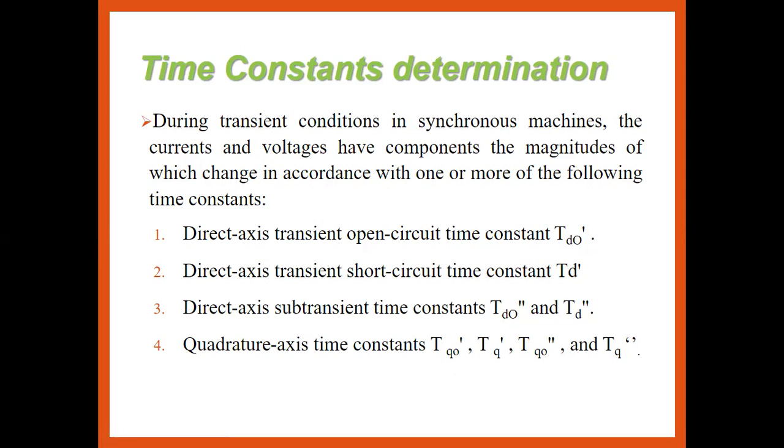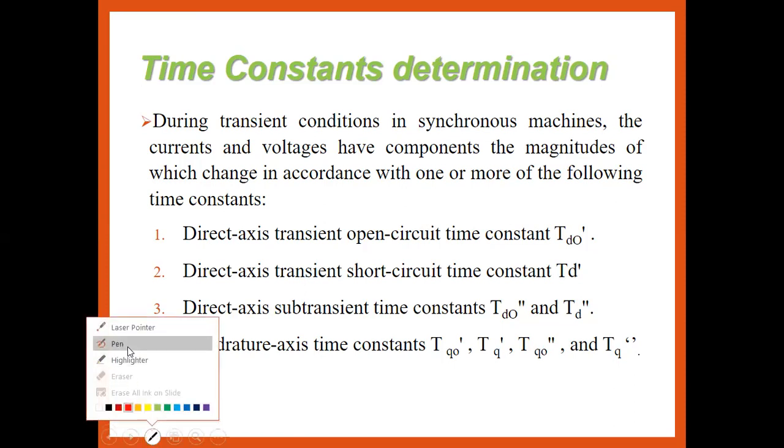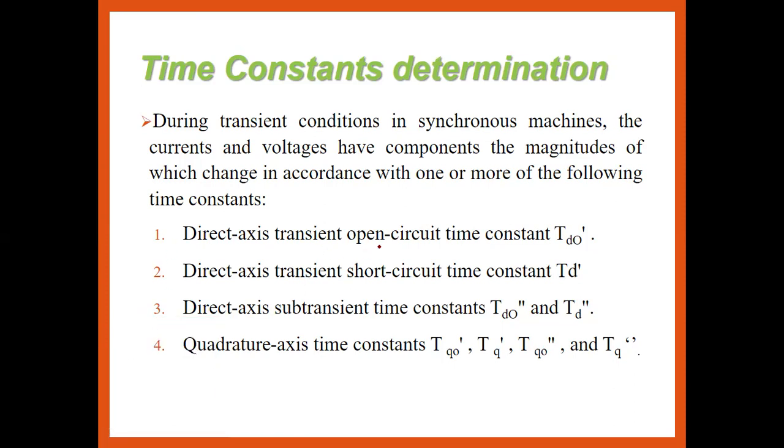Okay, so number one is the direct axis transient open circuit time constant, that is TD0 dash. Second is the short circuit one, that is TD dash. Third is the direct axis subtransient time constant, the same as for transient, open circuit and short circuit, that is TD0 double dash and TD double dash. The same for the subtransient open circuit and short circuit.